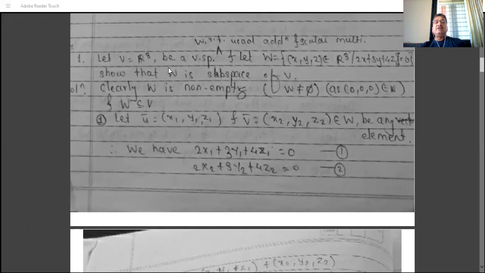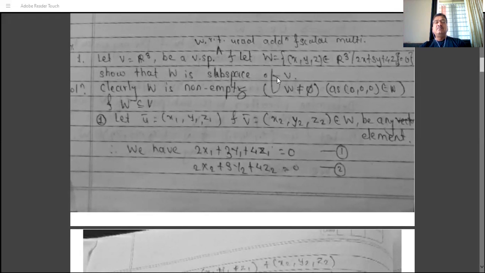V is equal to R cube, a vector space under the usual addition and scalar multiplication. We know that V equal to R cube is a vector space with respect to usual addition and usual scalar multiplication. So let W be the subset of R3 like this: W is the set of x, y, z, 3-tuples belonging to R3 such that 2x plus 3y plus 4z is equal to 0.